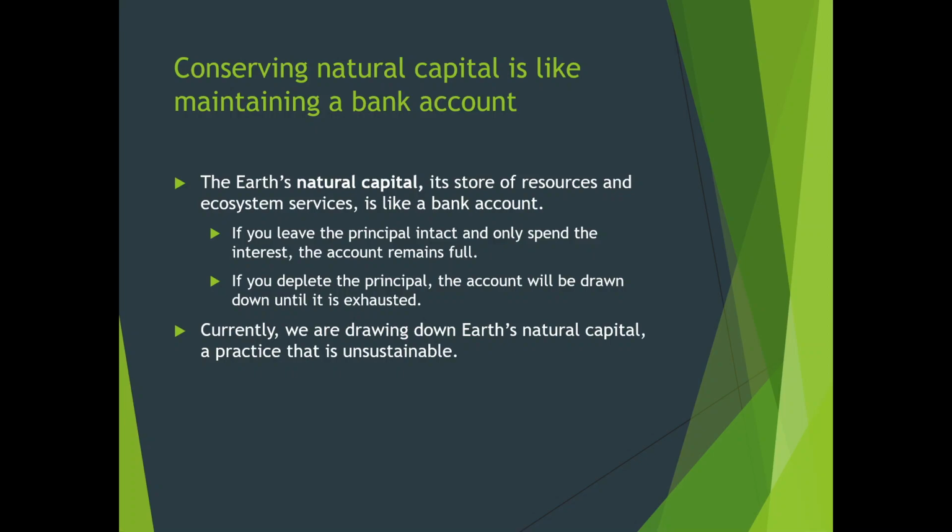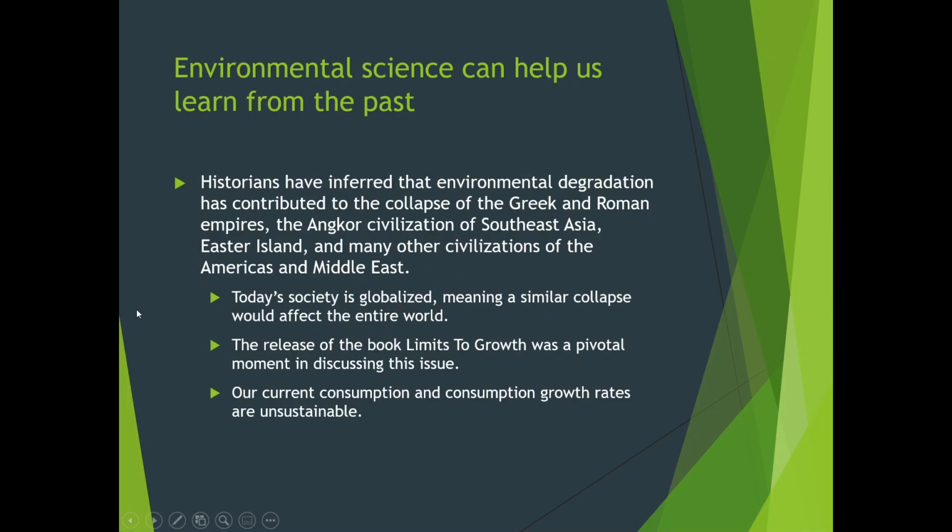Okay. If you leave the principal intact and only spend the interest in a bank account, you'll be able to live off the principal, right? And all that productive capacity, all that stuff in the bank, stays there, right? But when you deplete that principal, the account will be drawn down until it's eventually exhausted. And that's what we're actually doing. What we want to try to do is make sure that our productivity, our renewable energies and things like that stay intact for the long haul. Currently, we are drawing down Earth's natural capital, a practice that is unsustainable. It just is what it is. Okay.